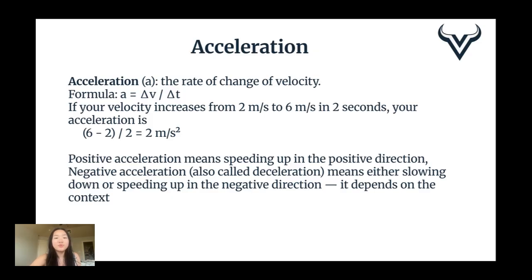Acceleration is the rate of change of velocity in meters per second squared. The formula for acceleration is change in velocity over change in time. If your velocity increases from 2 meters per second to 6 meters per second in 2 seconds, your acceleration is therefore 2 meters per second squared. Positive acceleration means that you're speeding up in the positive direction, while negative acceleration, also called deceleration, means either slowing down or speeding up in the negative direction. It depends on the context.